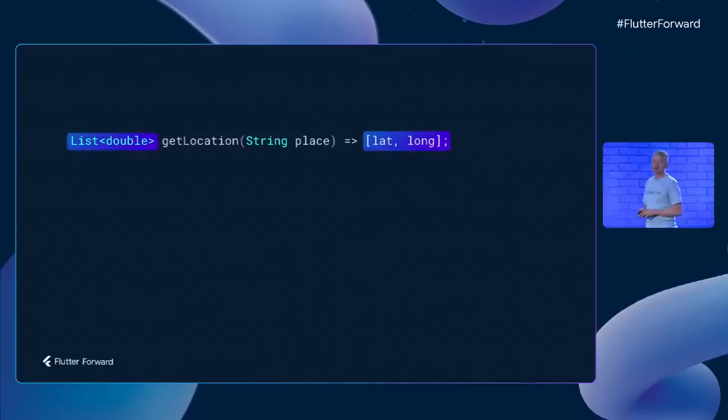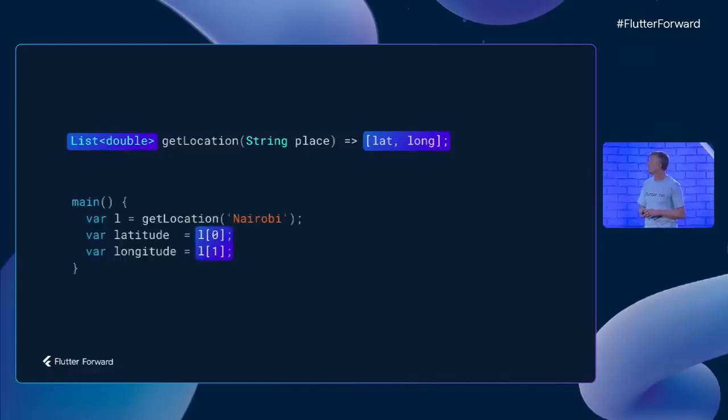Here is a Dart 2 function that takes a place and returns a location. Currently, to return both latitude and longitude, we put both values into a list. That means over here on the caller side, we need to read out the latitude and longitude manually using positional access. Let's hope we don't get those pesky indexes wrong.